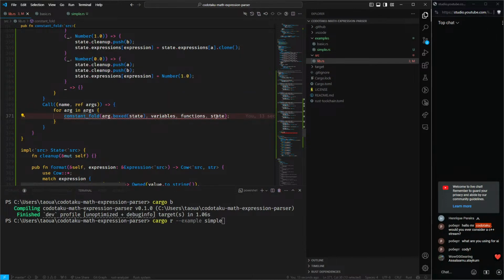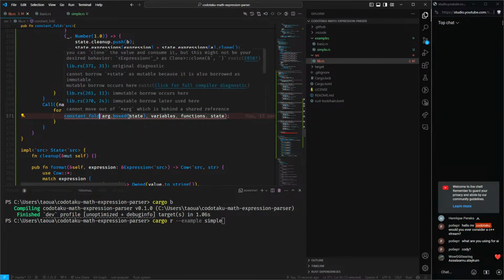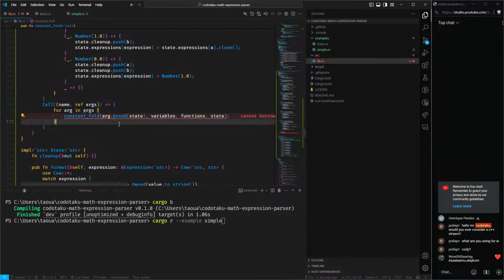Because ConstantFold takes state as immutable, and here we're trying to, yeah. Interesting.